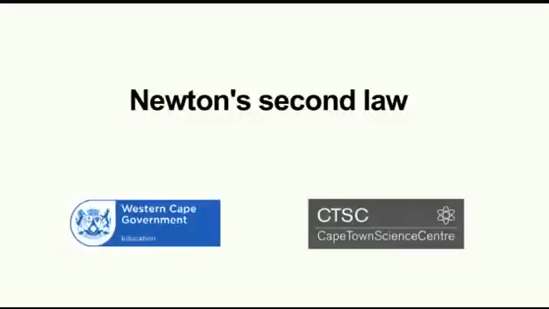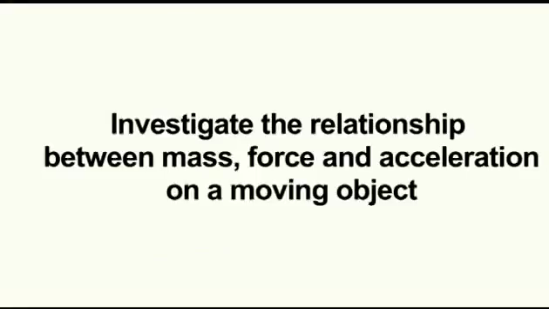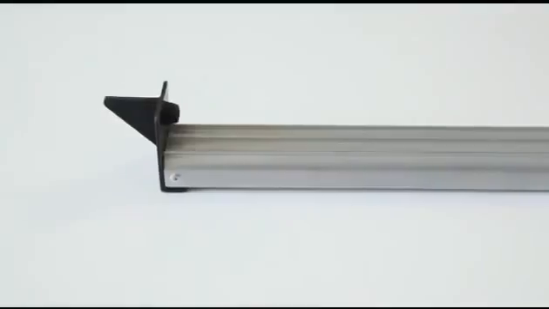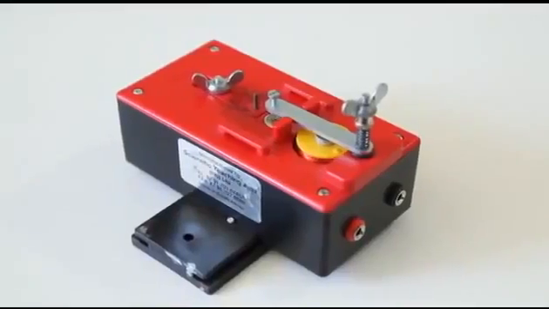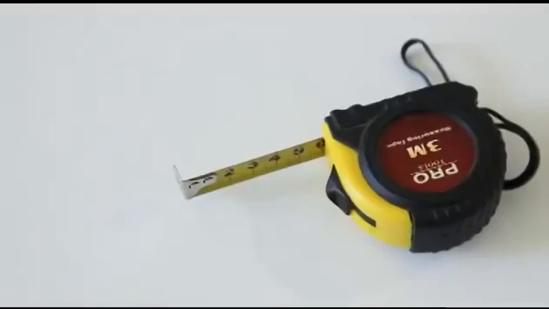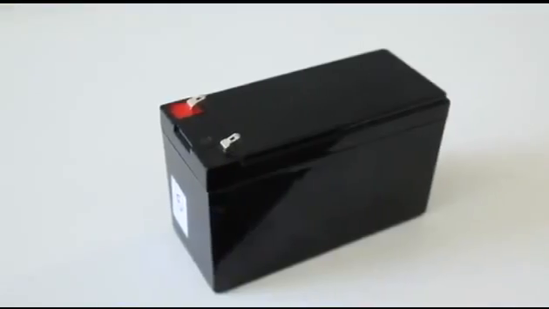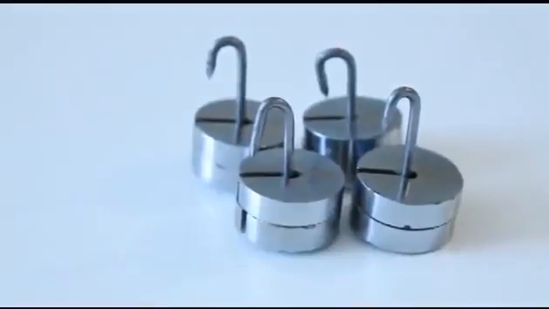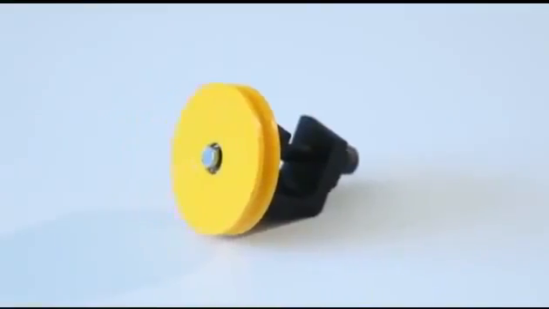Newton's second law of motion. We will investigate the relationship between mass, force, and acceleration on a moving object. To do this experiment, we will need a dynamics trolley, a rail track, a ticker timer, ticker tape, a measuring tape, cotton thread, 12-volt battery, carbon paper, set of mass pieces which are 100 grams each, and a pulley.